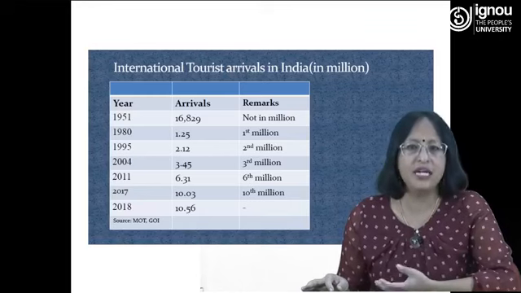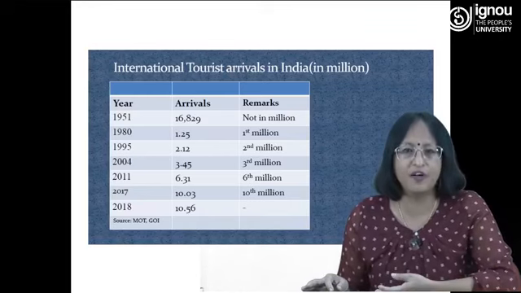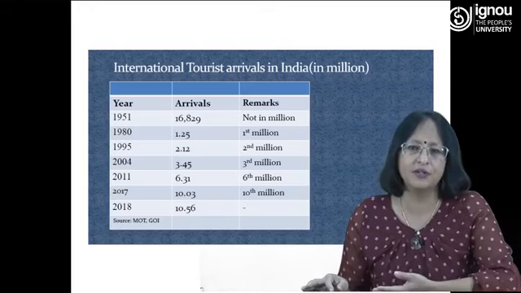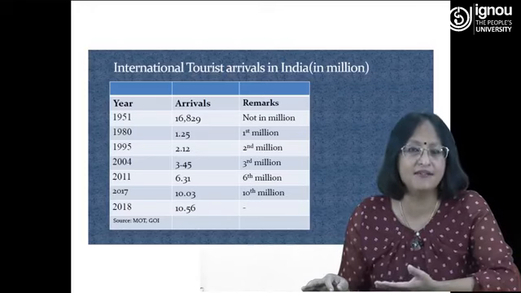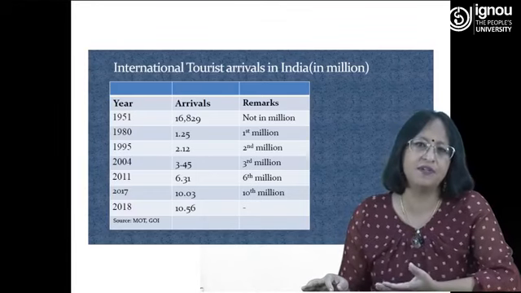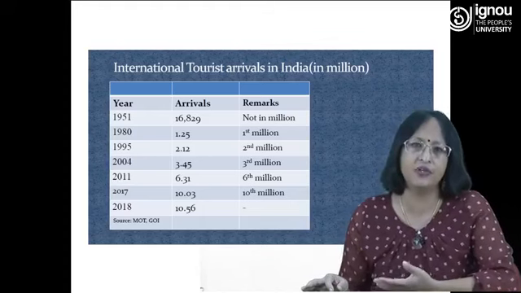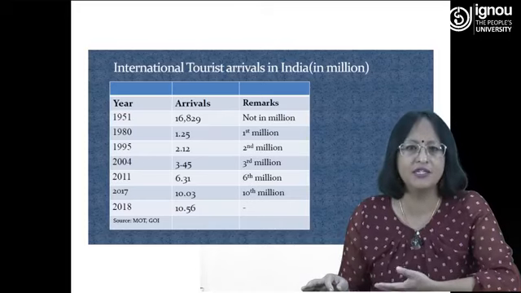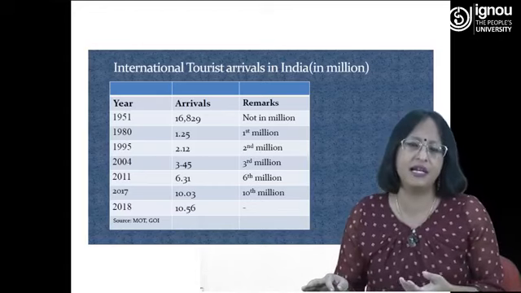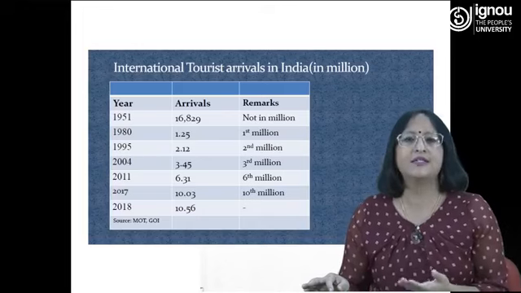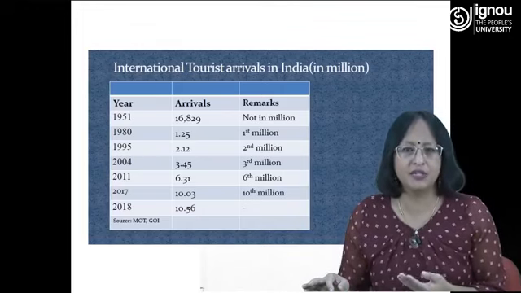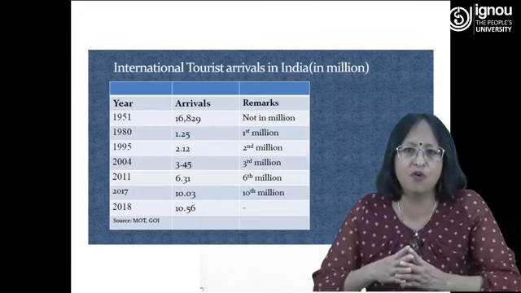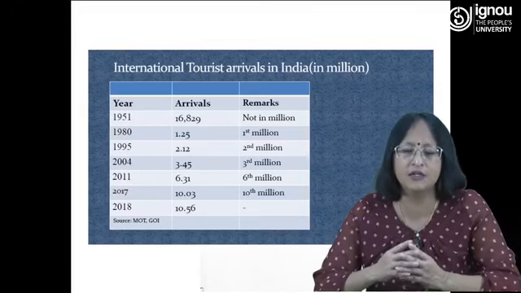Then in 1980 we hit the 1 million tourist arrivals, with 1.25 million. The country was making some progress, and tourism had been identified, but not much emphasis was given, because it was only in 1982 that we came up with the first tourism policy of India. Some progress was being made, and it took us 15 years, from 1980 to 1995, to reach the 3rd million. Then lots of developmental activities were going on, and in 2004 we hit the 3 million mark of tourist arrivals in India.